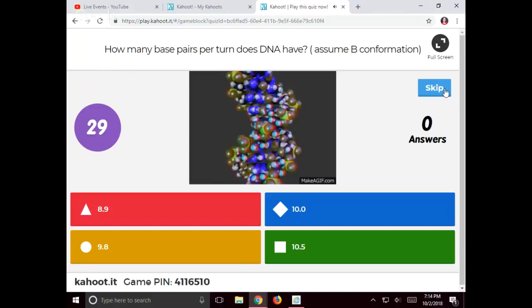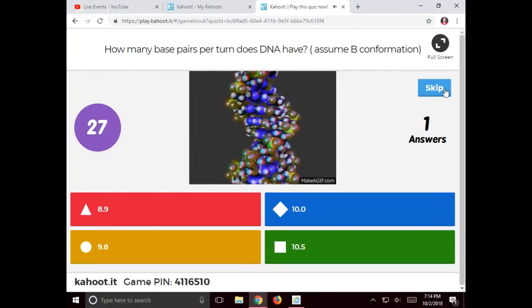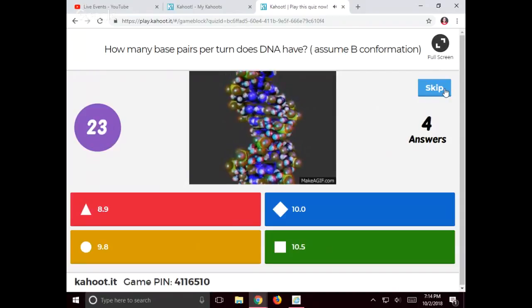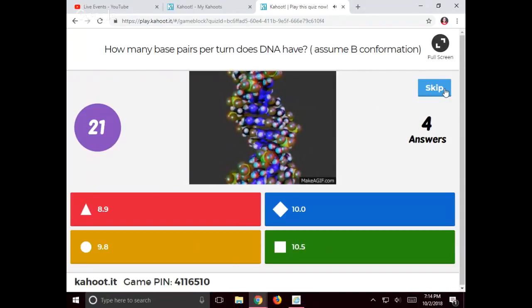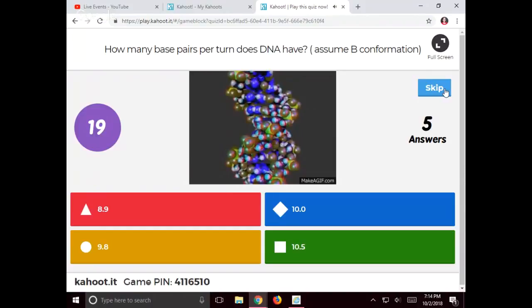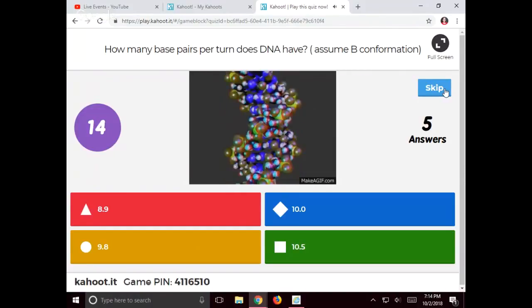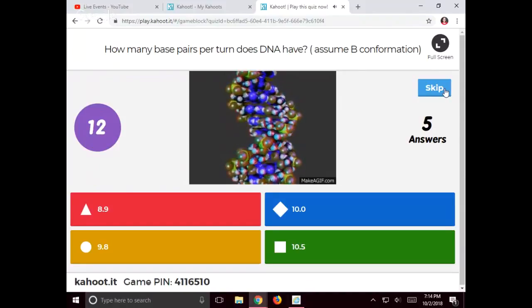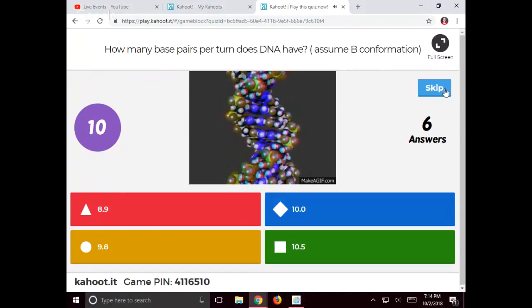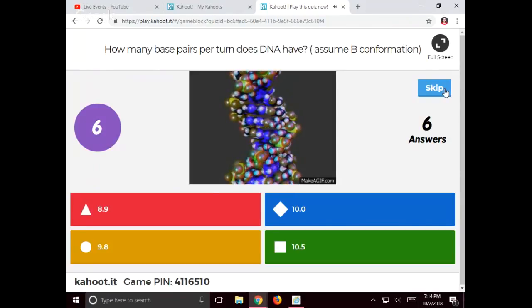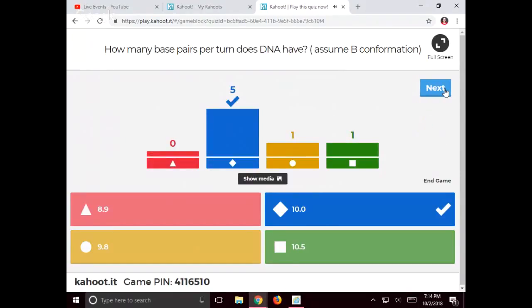How many base pairs per turn does DNA have? So we're going to assume the B conformation. So I have the B conformation up there. And she has this in her objectives, but I don't remember her ever mentioning it in class. So, all right, this is my problem with it.